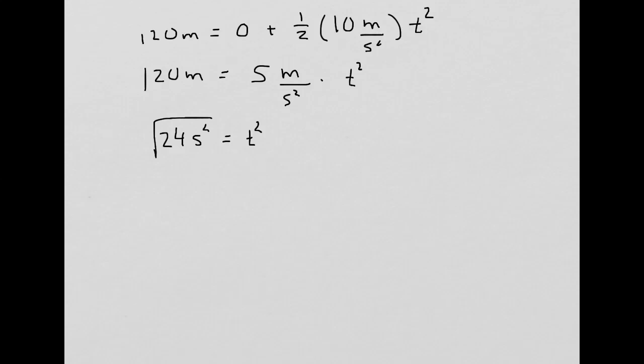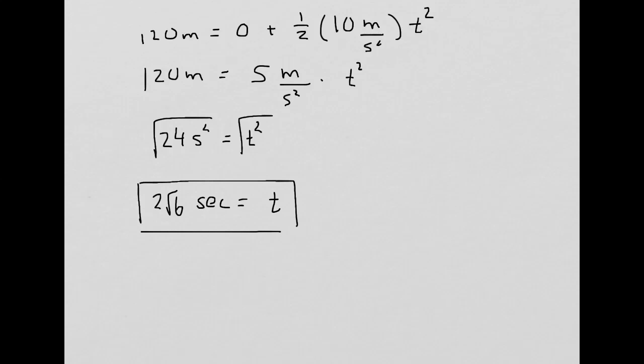Square root both sides. So square root 24, I can rewrite that as 2 root 6 seconds equals time. So that's my answer. And, you know, when you take the square root of something, you usually have two answers, plus or minus, but I can't have negative time, so it's just the positive answer, plus root 24, which simplifies to positive 2 root 6. Okay, let's go into a more complicated example.